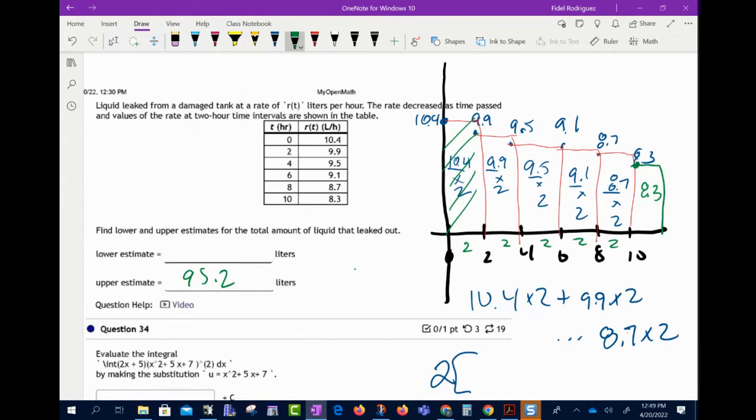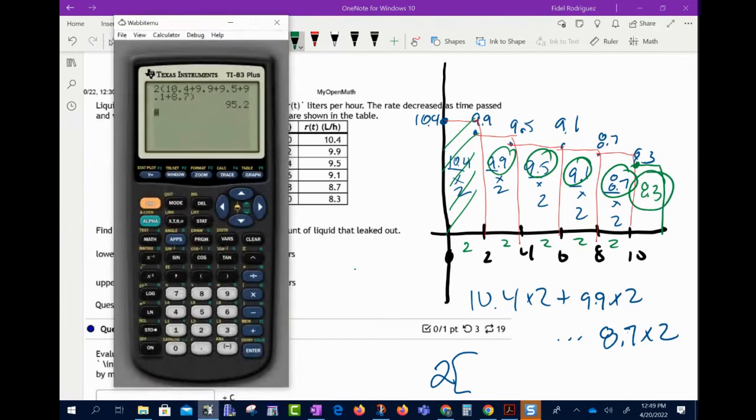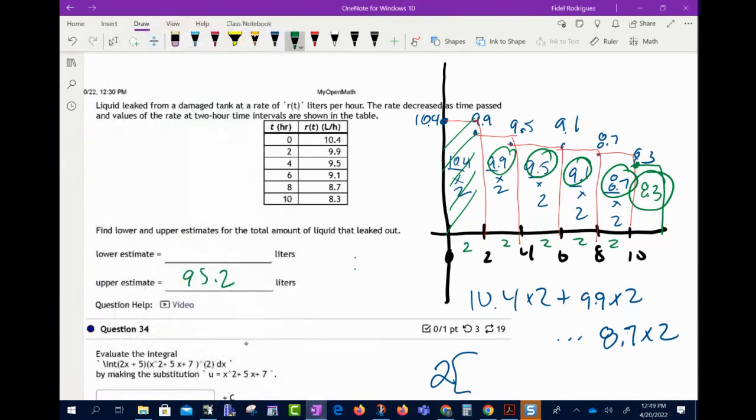So if I was going to do the lower estimate, I would still take these numbers here, but instead of using the 10.4, I'm going to use the what? The 8.3. So check this out. On my calculator, all I would do is I'd go second entry, and where that 10.4 used to be, I'm going to replace it with an 8.3, right? And I'll hit enter, and look at this one, 91. Isn't that the lower estimate? Because it's obviously the smaller number, right? And now we're done. So guys, let me ask you a question.